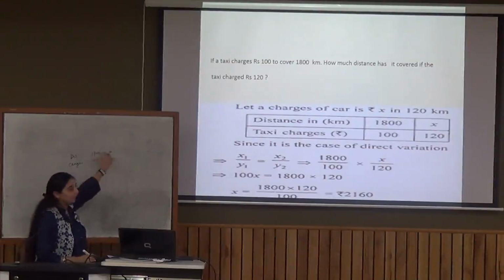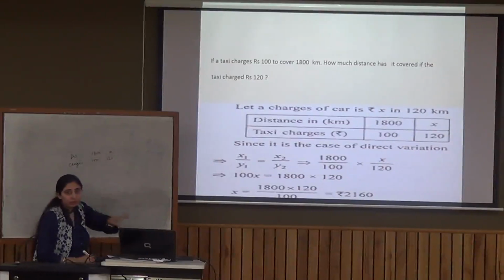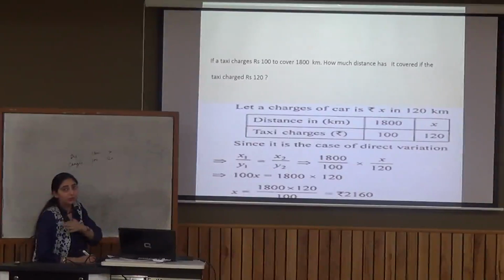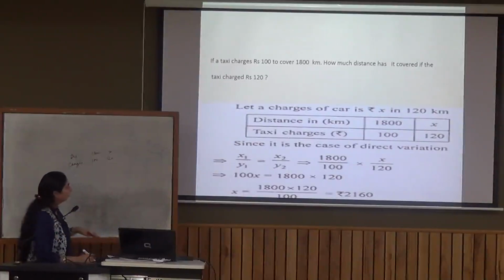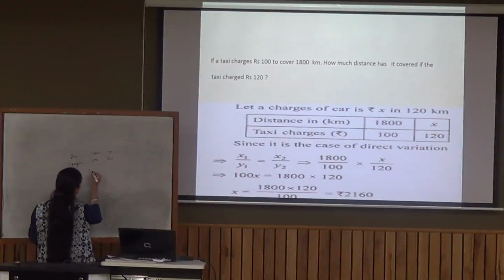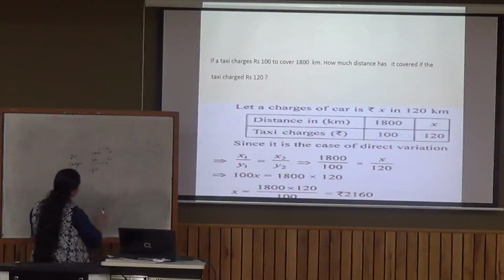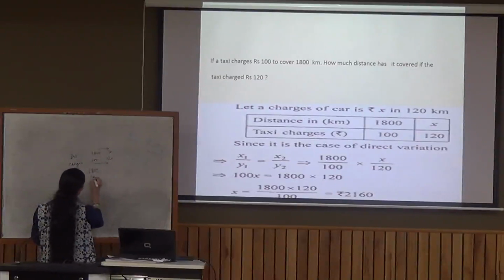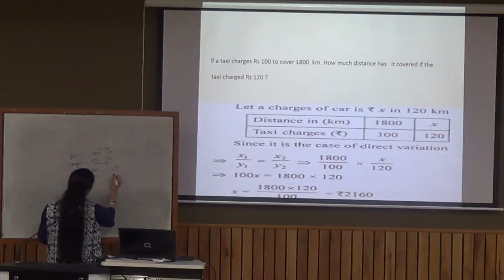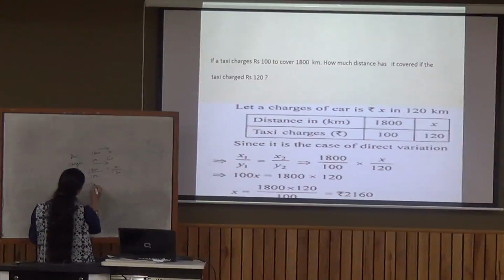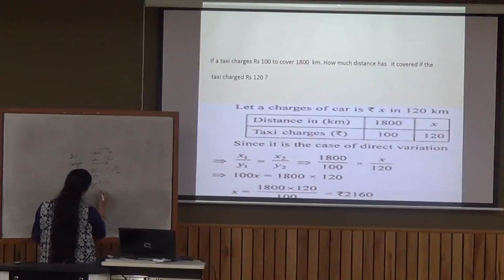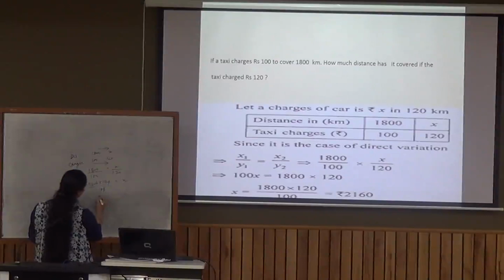So now they both are increasing. They are directly related. They both are moving in the same direction. One is not affecting the other in a negative, adverse manner. So here it will become: this is increasing and this is also increasing. Both are increasing. 1800 upon 100 is equal to x upon 120, which will give me what? Zero and zero get cancelled. 180 into 12 will become 2160. It will become 2160 kilometers.